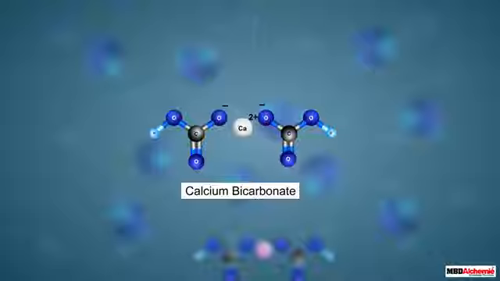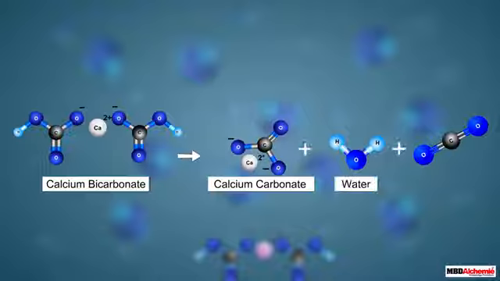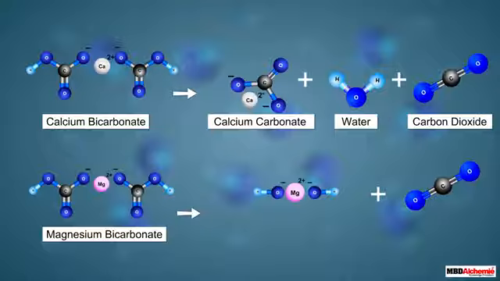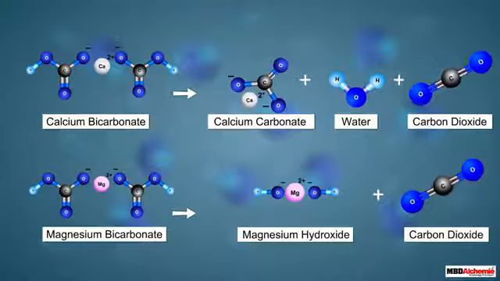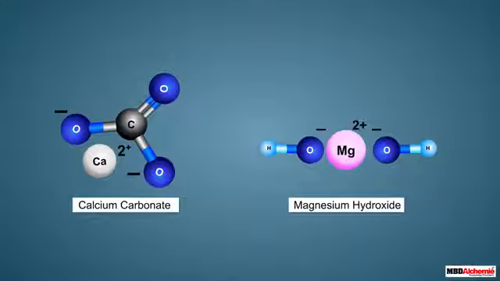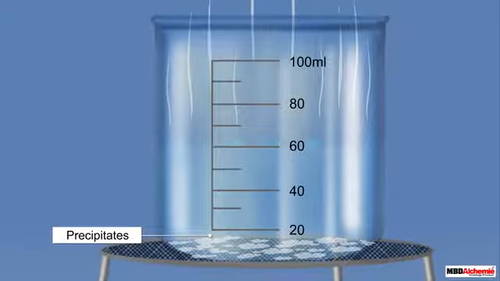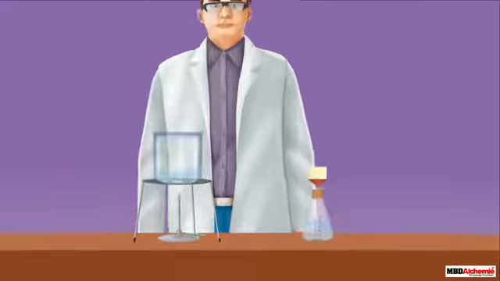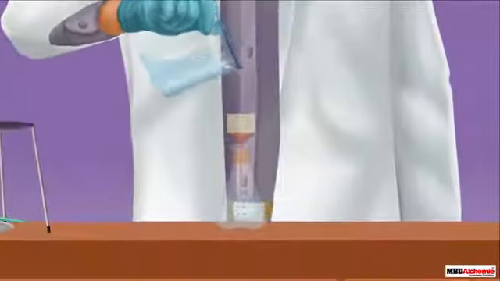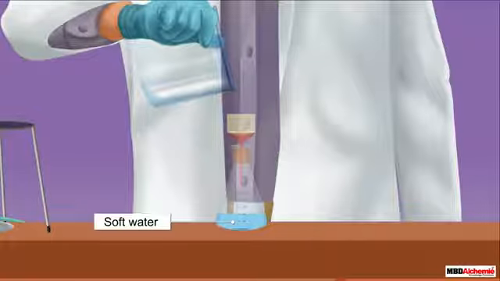When temporary hard water is boiled strongly, calcium bicarbonate changes to calcium carbonate, water, and carbon dioxide. At the same time, magnesium bicarbonate changes to magnesium hydroxide and carbon dioxide. The resulting carbon dioxide escapes to the surroundings. On the other hand, the resulting salts, which are calcium carbonate and magnesium hydroxide, do not dissolve in water and thus form precipitates. The precipitates are removed by filtration, and this rids the water of calcium and magnesium ions. In other words, the water no longer remains hard.